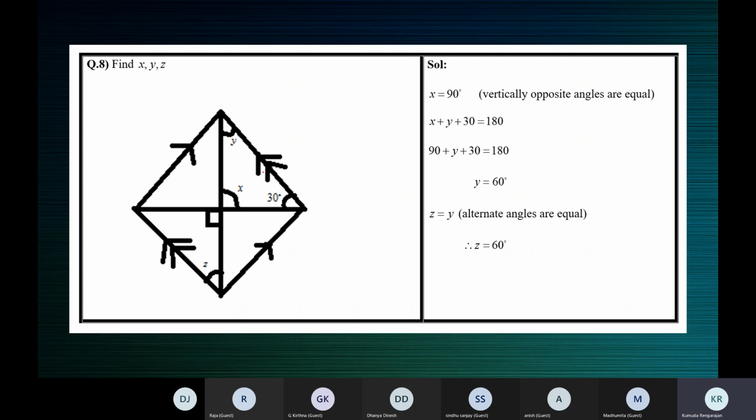So these two angles, they're opposite to each other. Vertically opposite angles are equal. You can also say that. This is 90, so vertically opposite angles. See here, when two lines meet like this, this angle is equal to this angle. Vertically opposite angles are equal. And this angle is equal to this angle. Vertically opposite angles are equal.